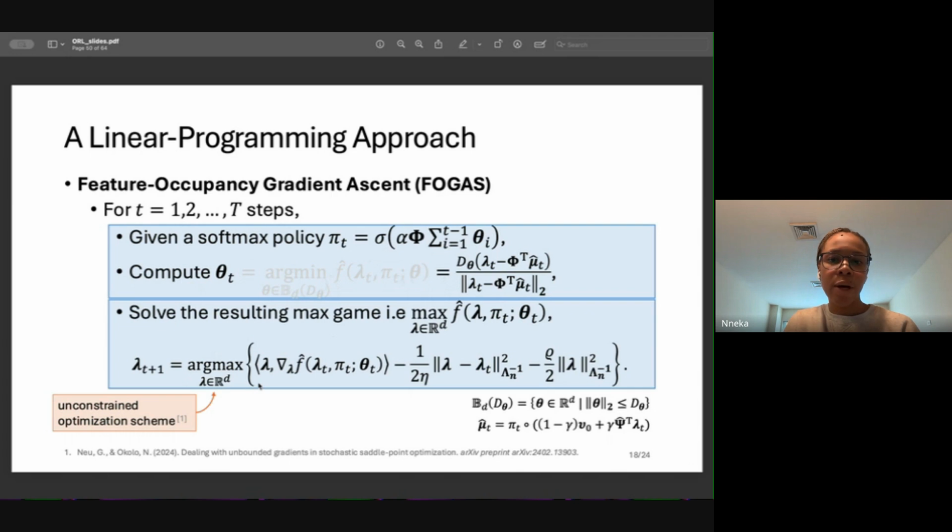So basically, FOGAS is just this two-step approach that exactly solves the min problem in each round and approximately solves the max problem using a mirror descent style approach. Any questions? And now the policy is just the softmax policy defined with respect to the theta iterate.